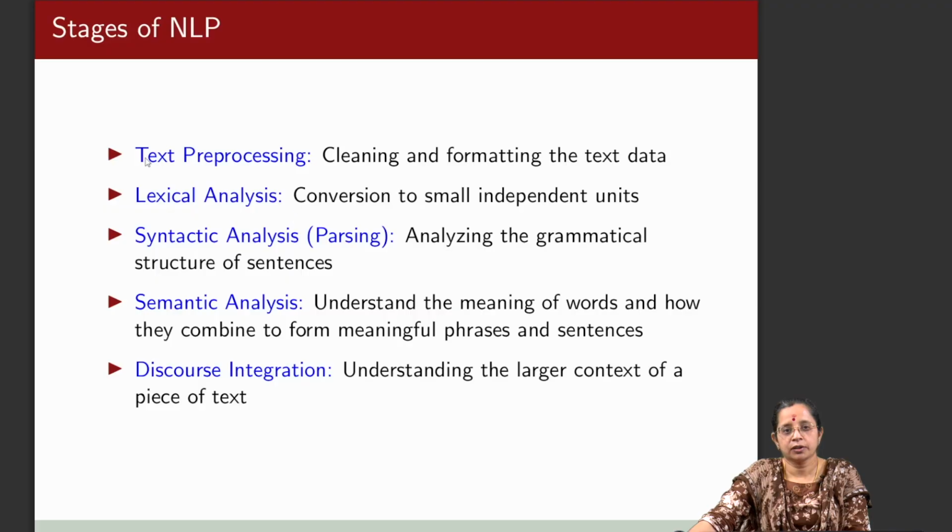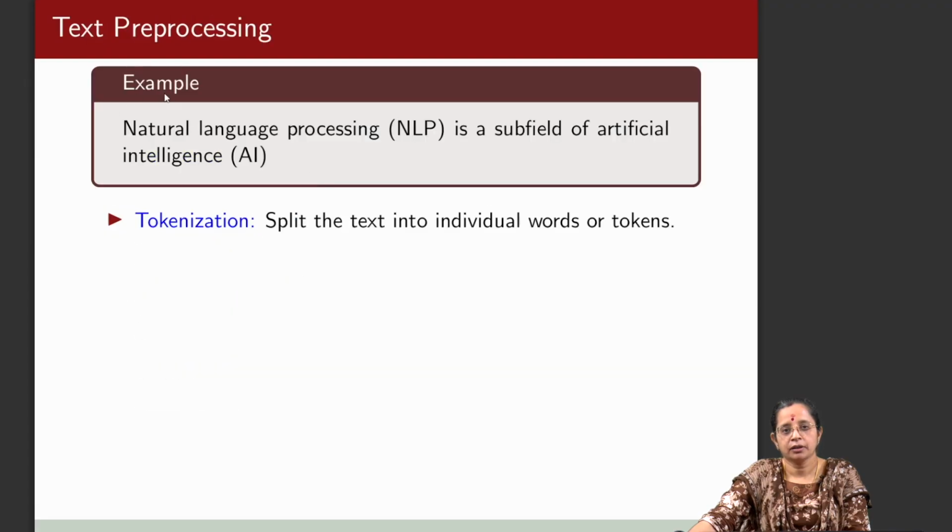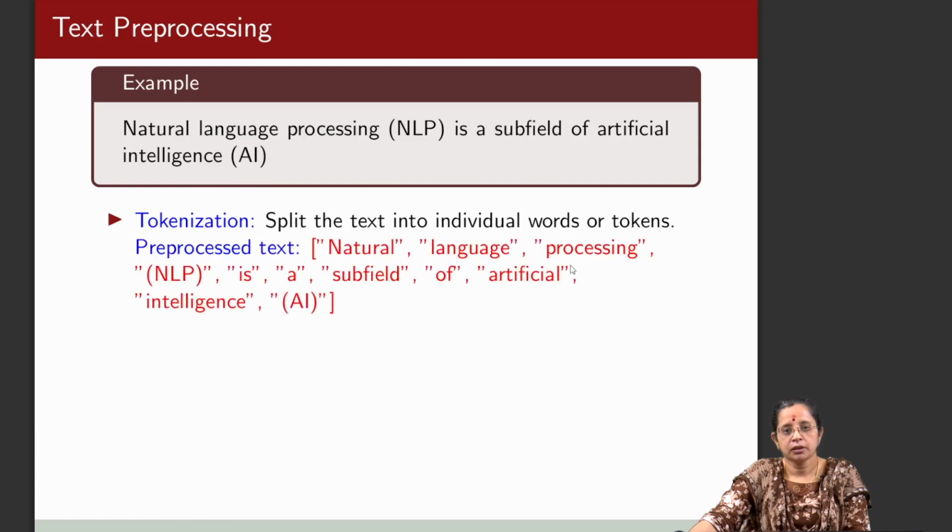We will go through each one of it here. In the text processing, the first one, this is the first text processing that we will be talking of here. Say, take this example sentence: Natural language processing, in brackets NLP, is a subfield of artificial intelligence, which is AI in brackets. First one is the tokenization. This is a common one. In tokenization, what we do is split the entire text into individual words or tokens. So after this tokenization part, we will get the result like this.